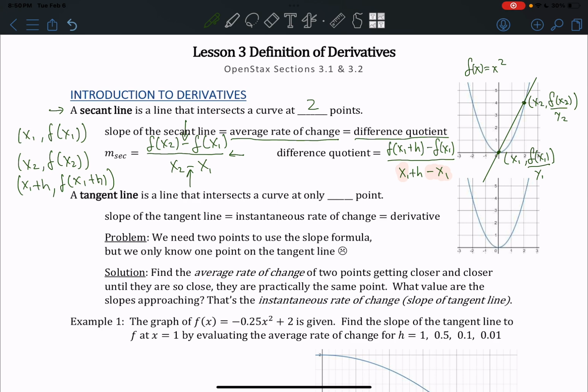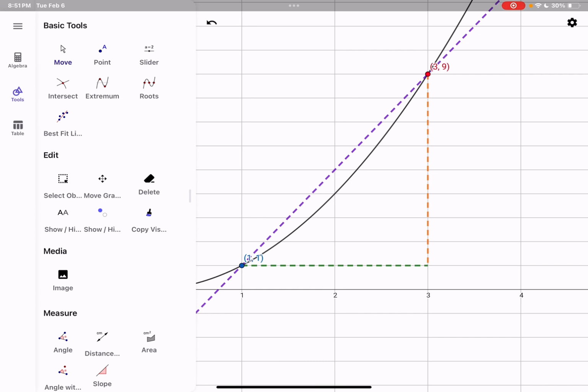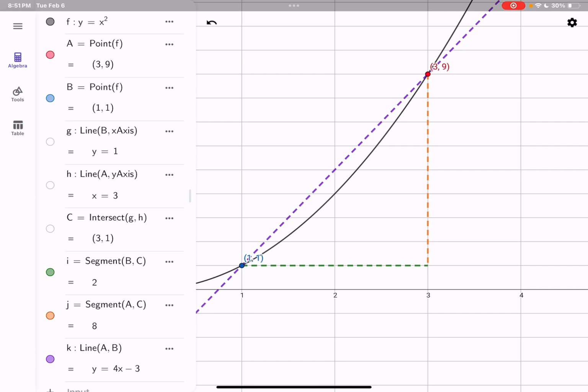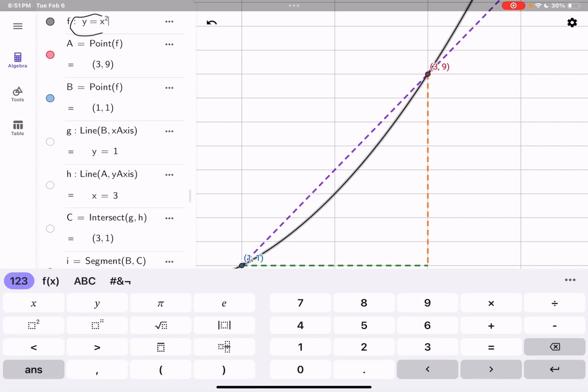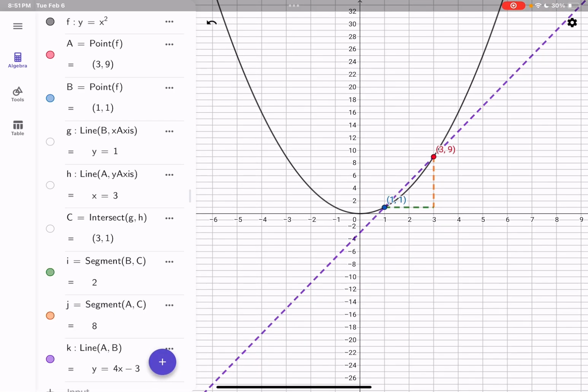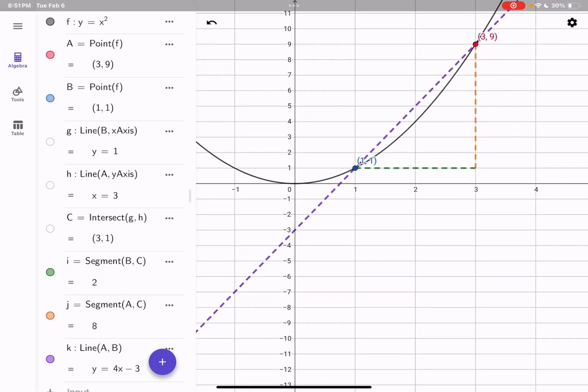Let's take a look. Here we have another graph. Now this is just a zoomed-in graph of x squared. You can tell the function up here is still y equals x squared, and you can zoom out a little bit, right? You can see the whole graph. This is just zoomed in to emphasize a point here.